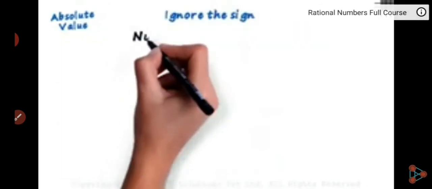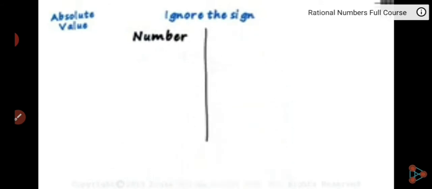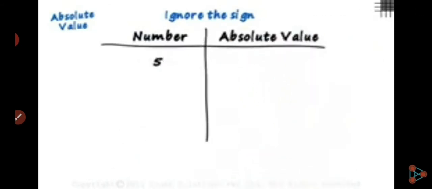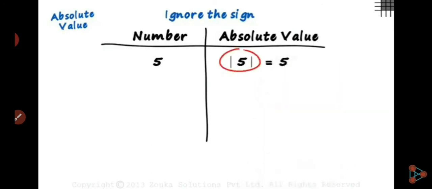Let's make two columns of the number and its absolute value. Let's consider the rational number 5. Remember, integers are rational numbers too. The absolute value of 5 is denoted like this. The number is written between two vertical lines. This number has no sign, so we just write it as 5. The absolute value of 5 is 5.